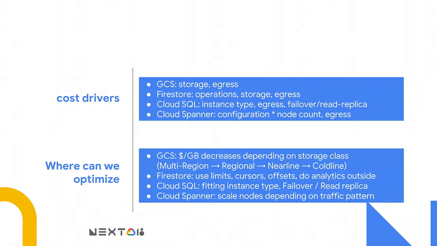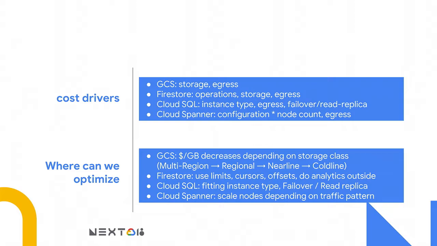And for Cloud Spanner, we charge you based on the configuration that you use. The configuration is basically, do you want a regional instance? Do you want a multi-region continental instance? Or do you want a multi-region global instance? Based on that, we charge different amounts of money per node that you provision with us. And then basically the node count that you choose is what drives the cost. And again, we have egress costs there that you incur.